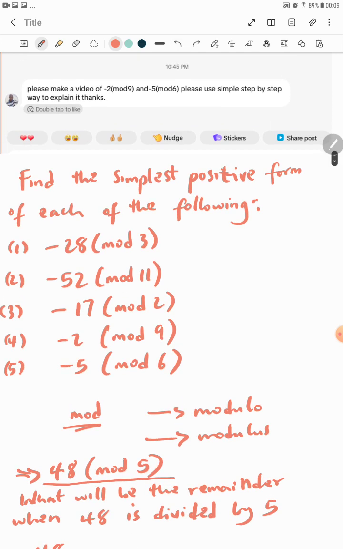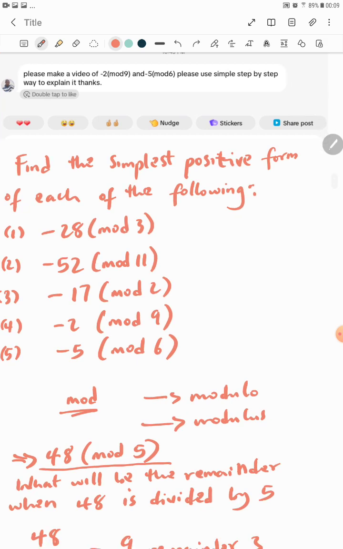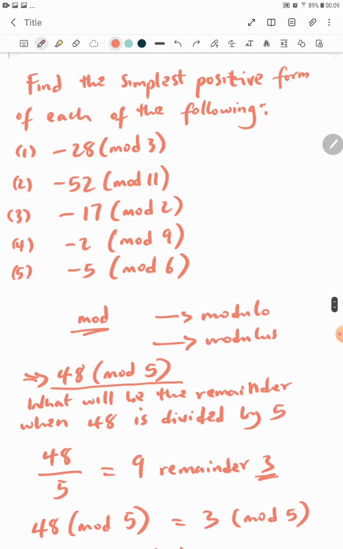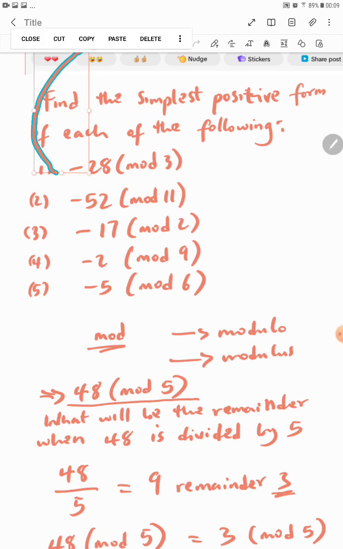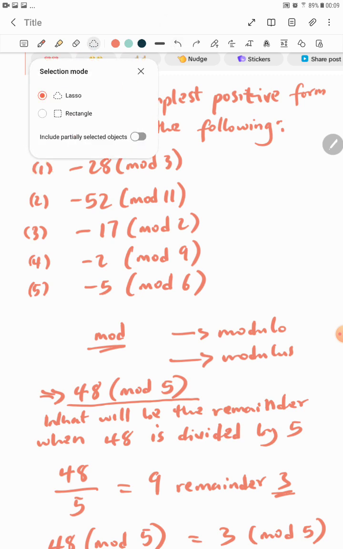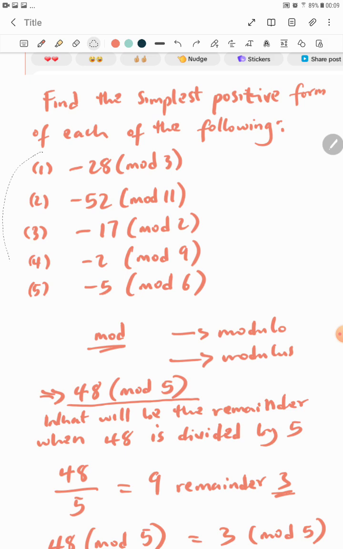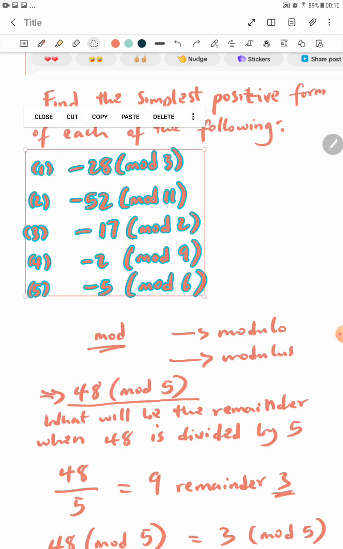Don't forget, the question says find the simplest positive form of each of the following. So the simplest means the smallest positive number that we may get when simplifying this. So let's do that now. Let's treat these questions now. I'm going to carve out the question so that we can deal with it together now. So we have this. Let's copy it.